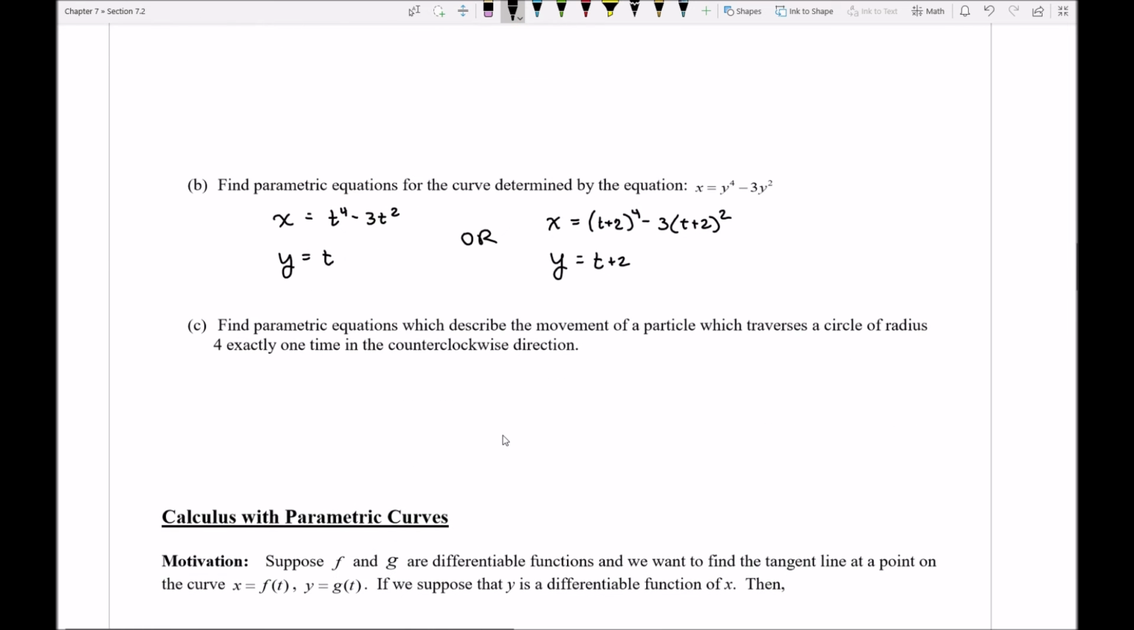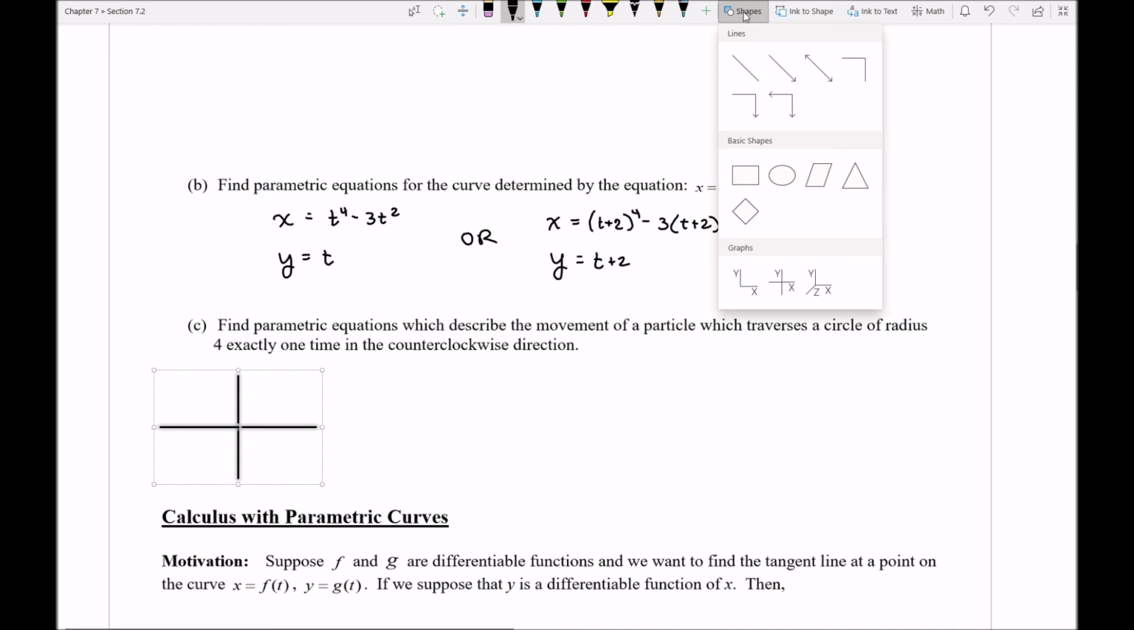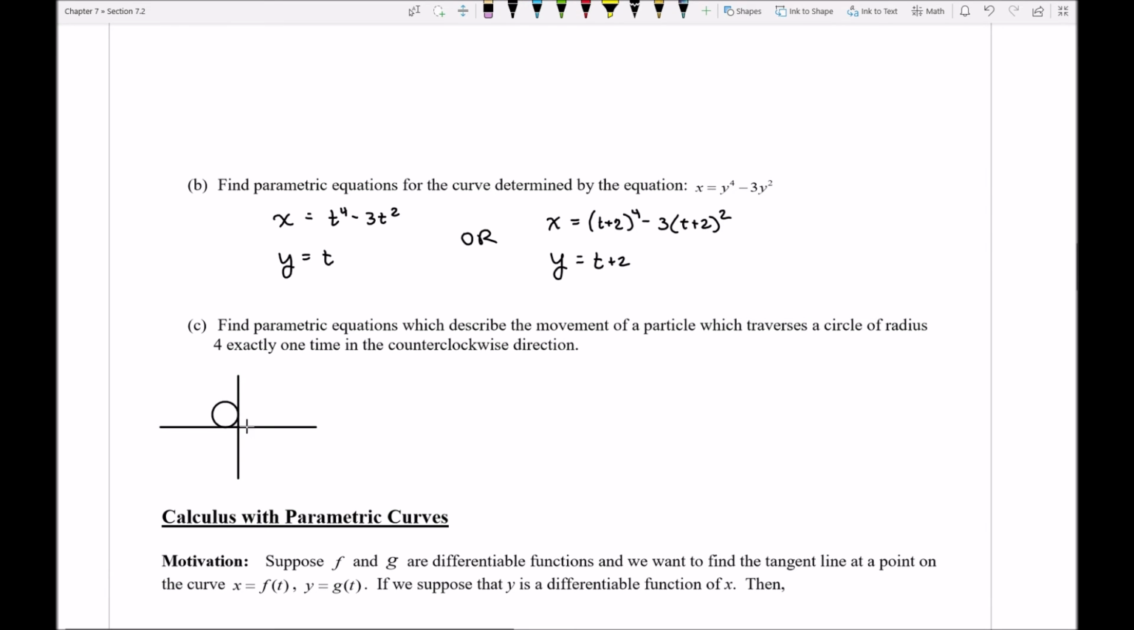For part C, I want to find parametric equations which describe the motion of a particle that traverses a circle of radius 4 one time in a counterclockwise direction. So if I was going to make a picture of this, I maybe have something like the following. I want to traverse this circle counterclockwise. So I want to move around it like this, and I want to do that one time.